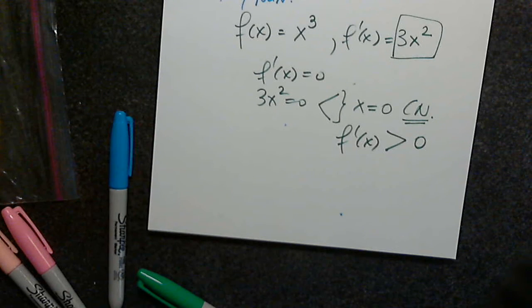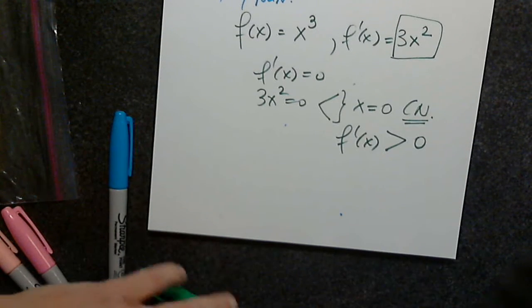A function will have a max-min if it has increasing, decreasing. Here the slope is positive. Here the slope is 0. Here the slope is negative. So it has a critical number, but this derivative does not change sign.